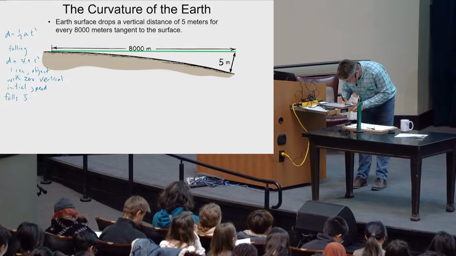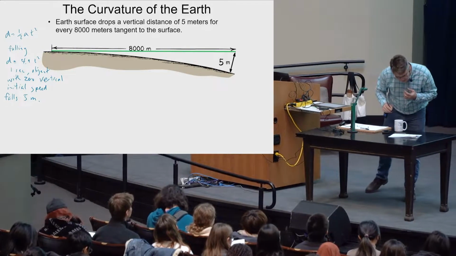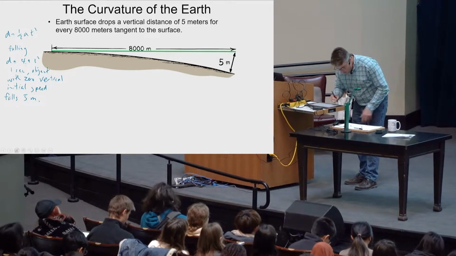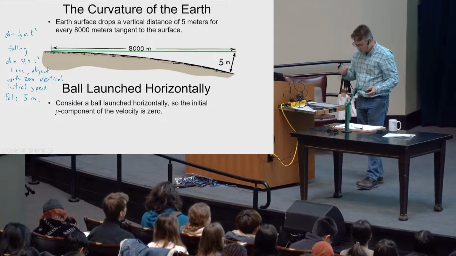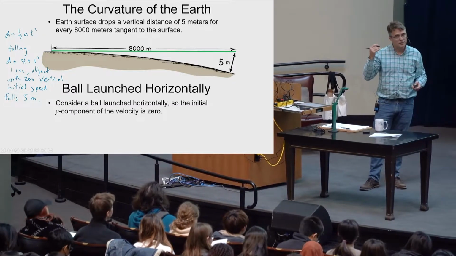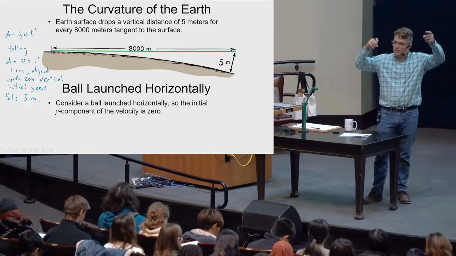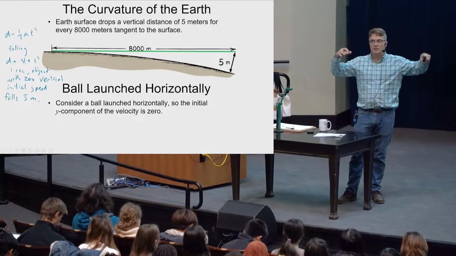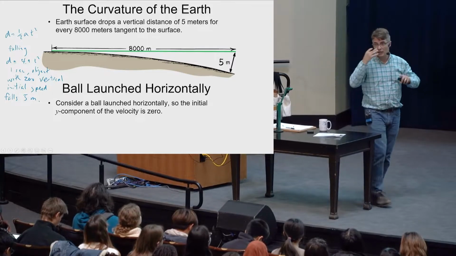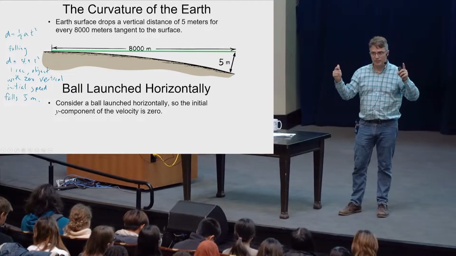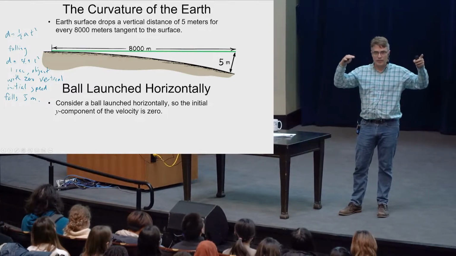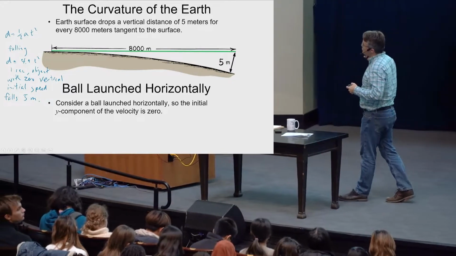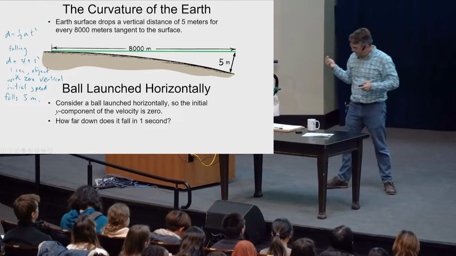falls 5 meters. So what I'm trying to say here is that if you were to launch a ball horizontally, the initial y component of the velocity is 0. Do you remember when we did that experiment where we dropped something and also shot it off horizontally, and it kind of fell at that same rate? Because the y component and the x component of the motion are separate. So the x motion has 0 acceleration, but the y component has this negative 9.8 meters per second squared. So what I'm saying is that it falls 5 meters in 1 second.